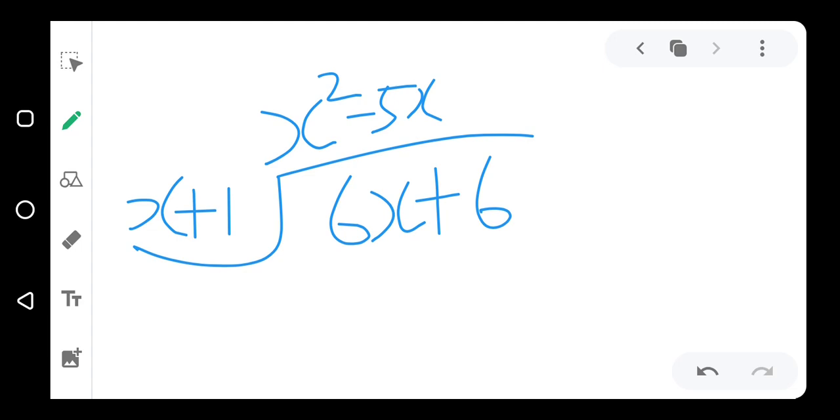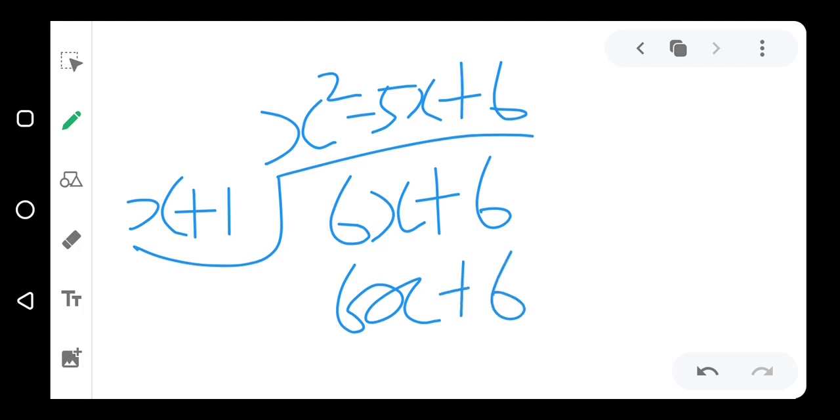6x divided by x, we are going to get plus 6. Only 6. So 6 times x will give us 6x, and 6 times 1 will give us 6. Now we subtract again. 6x minus 6x will give us 0, and 6 minus 6 will also give us 0. So we have 0, 0.